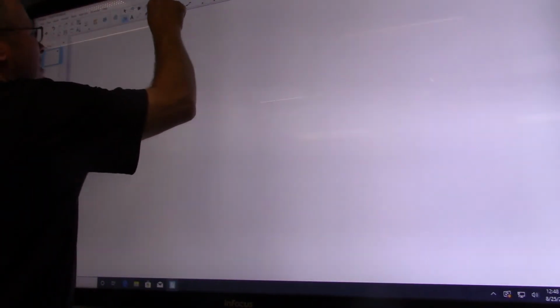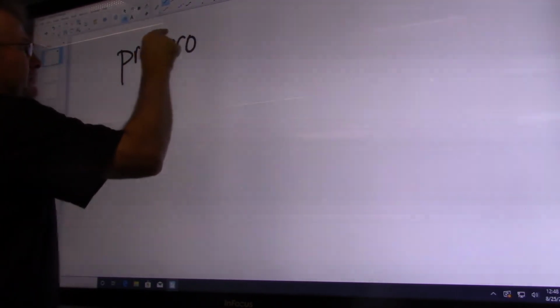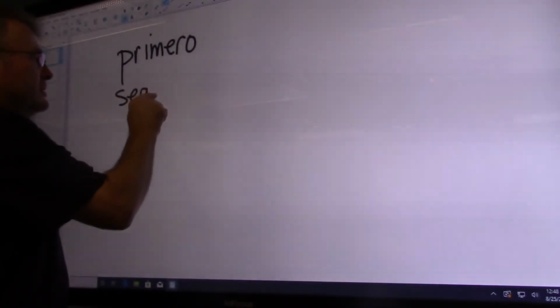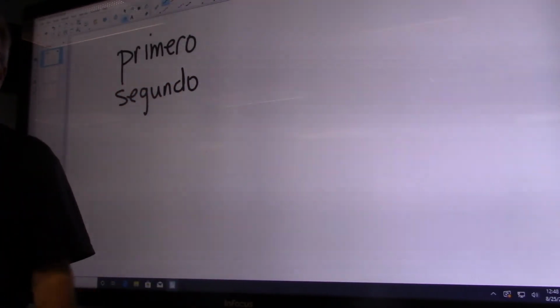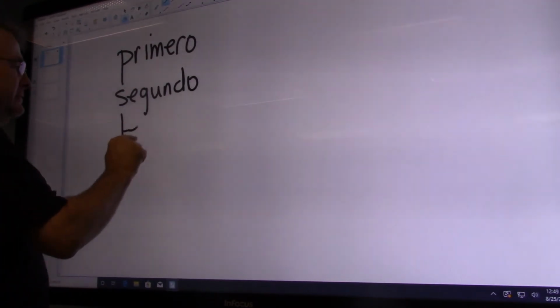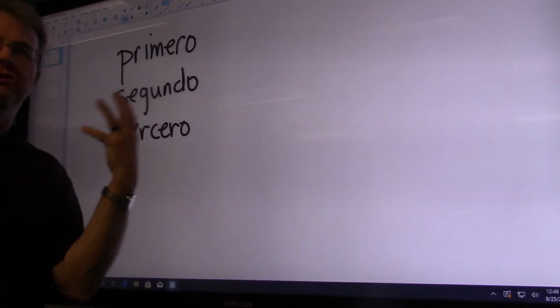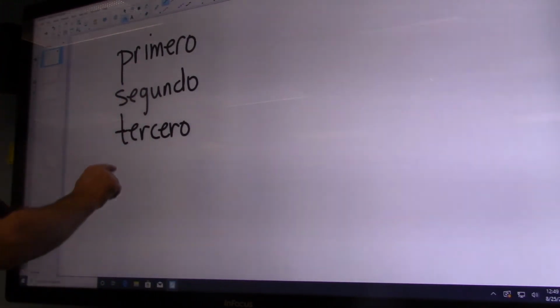Let's make a list of our ordinal numbers. Primero, first. That's easy enough. You can kind of see primary, first in there. How about segundo? Segundo, second. You can see second in there, right? Tercero. Tercero, third. Tertiary, third. You can associate the word tercero with third. Next, cuarto.